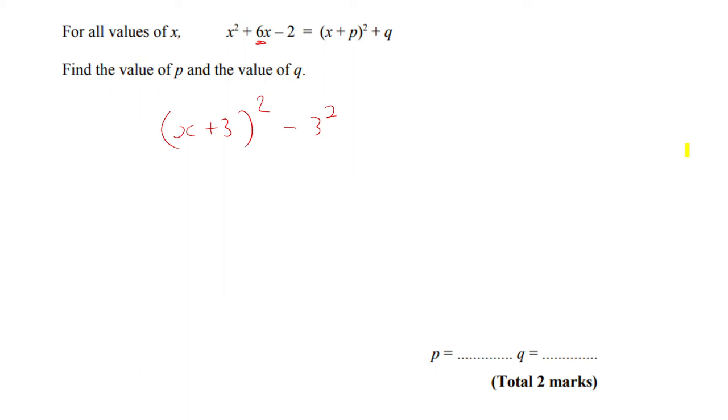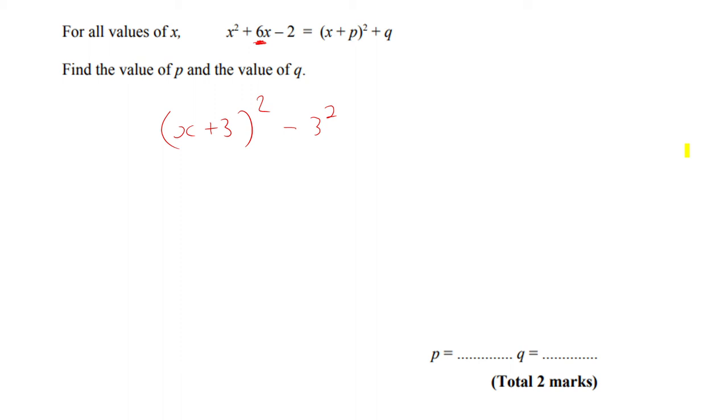And the second thing I see a lot of people do, which is probably more common, is they'll subtract 6 squared. They'll forget to divide the coefficient of x by 2, and they'll square that. So they'll put minus 6 squared rather than minus 3 squared. So just bear that in mind.